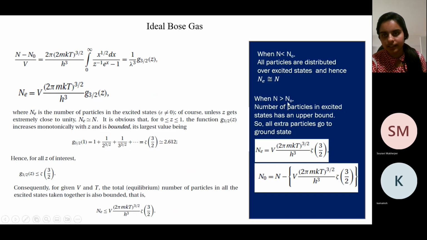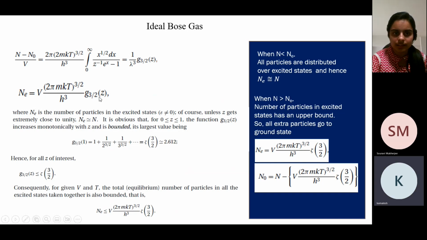So when the number of particles is much greater than the upper bound, this is the maximum value of NE that you can get for a given value of volume and temperature. It is the case when you replace this term by zeta 3 by 2. Okay, ma'am. Ma'am, it is clear.